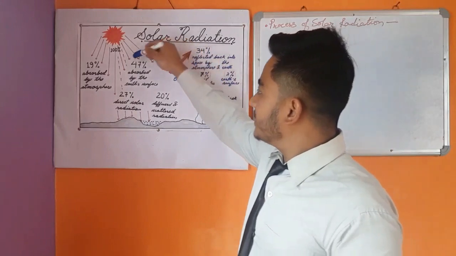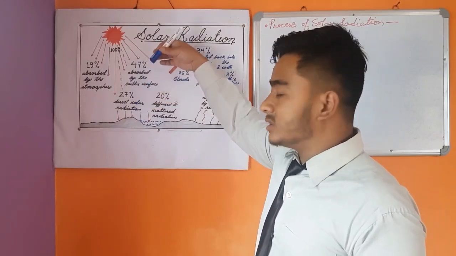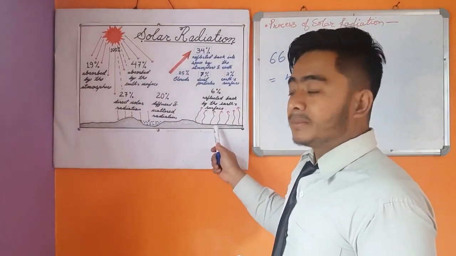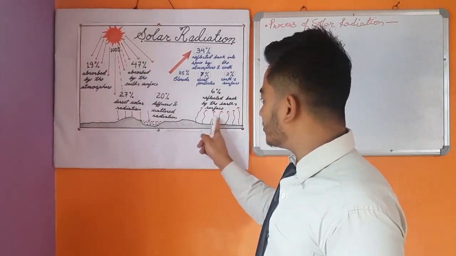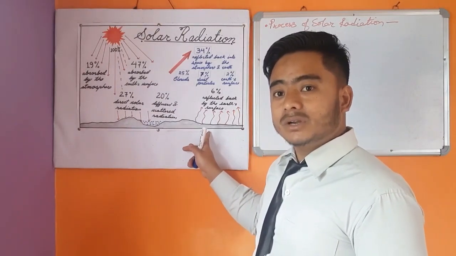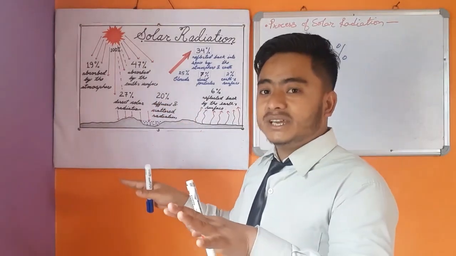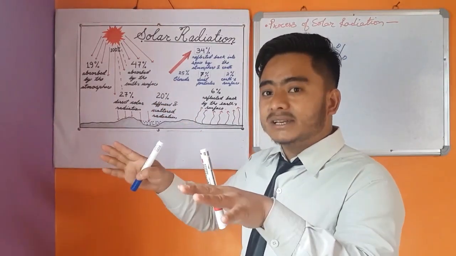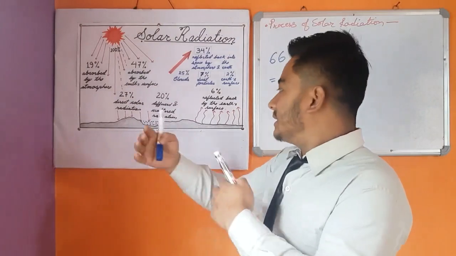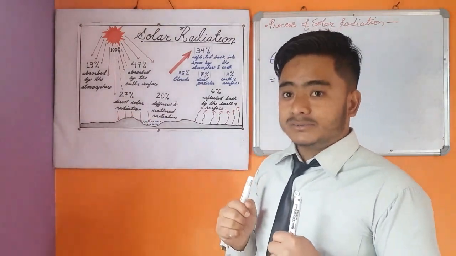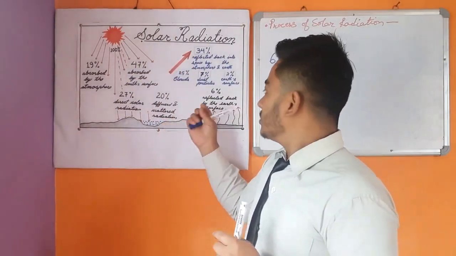Let me help you better understand. Out of the 47% of the incoming solar radiation absorbed by the earth, 27% is directly absorbed by the earth surface and all the water bodies present on the earth. Now the remaining 20% is scattered and diffuse radiation. Scattered and diffuse means it is scattered, like some parts receiving more, some parts receiving less. In that way, it will be received by the earth. So in that way, the solar radiation operates on the earth.